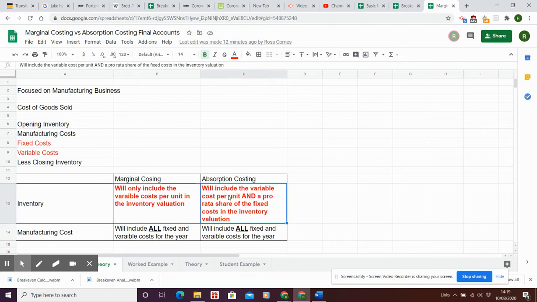And when we look at absorption costing, it won't just include the variable cost per unit, but it will also include a pro rata share per unit of the fixed costs when we calculate the inventory. Okay, so the only difference is in the inventory. And nearly always you will find that the opening inventory will be given to you in an exam question and you will just be calculating the closing inventory. Okay, so what does all this mean?